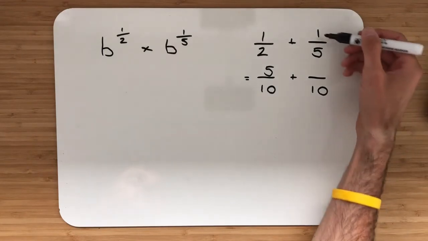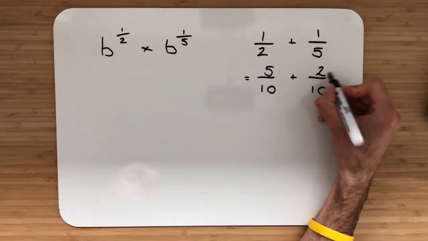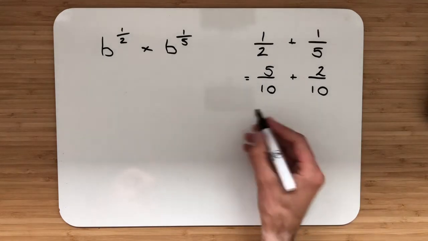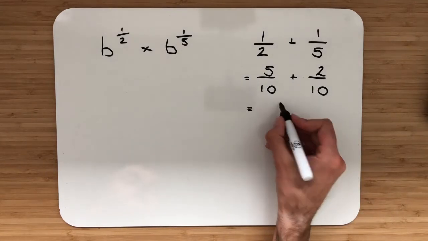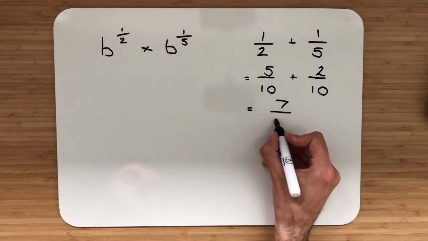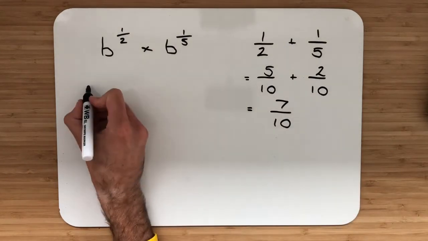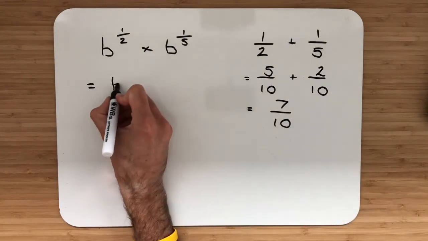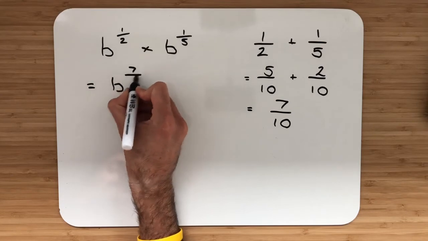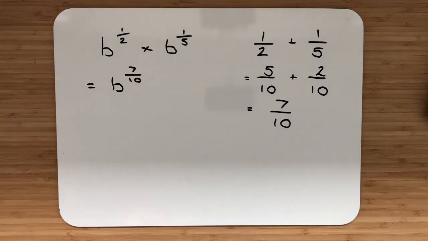5 to 10, I multiply by 2. I do the same to the top. That just gives me 2. Now that we have the same denominator, I can add my numerators to give me 7/10. So we bring that back in. So our final answer is b to the power of 7/10.